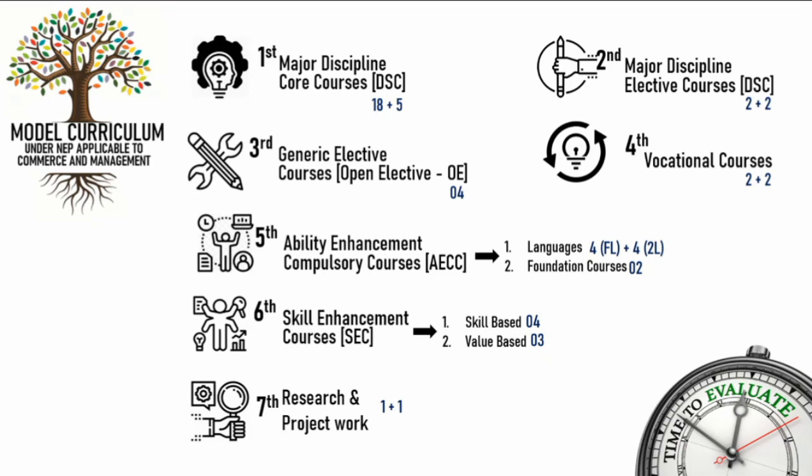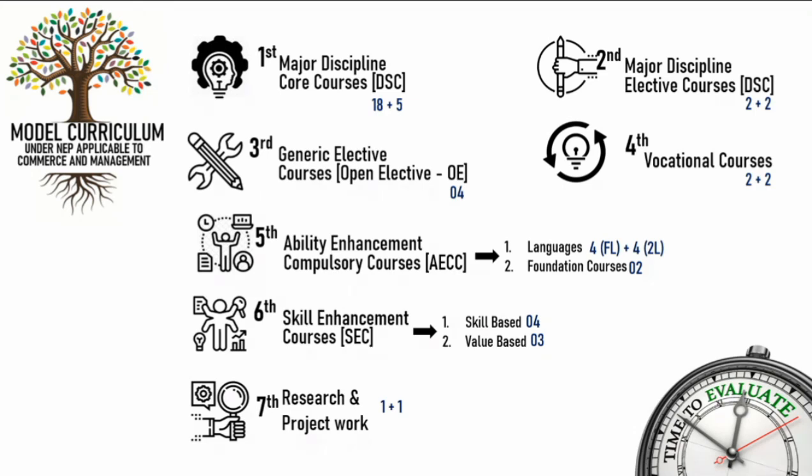Ability enhancement courses, languages, first languages, they will study in 4 semesters. That means they'll study 4 papers. Second language, again, they will study in 4 semesters. So that means they are studying 4 papers. Foundation courses, in the entire degree, they are studying only 2. Skill-based, 4 papers, value-based, 4 papers in the duration of 3 years.